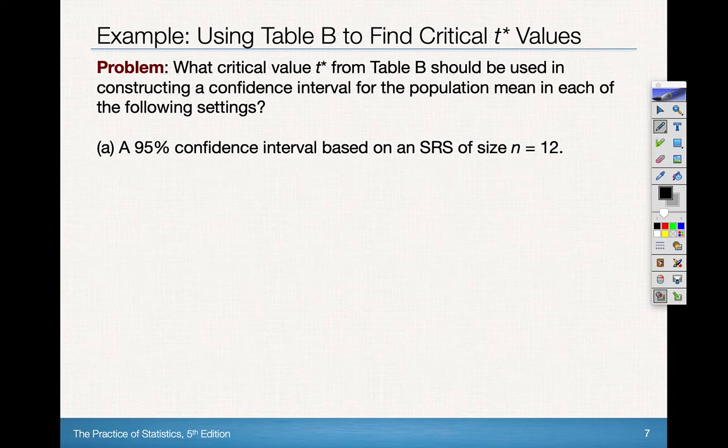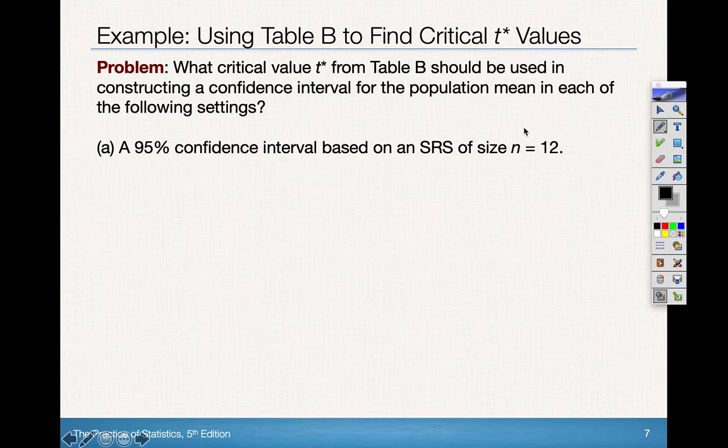Here we go, problem, let's do it. Last chapter we found z-stars. We found a bunch of z-stars using inverse norm. Well, what critical value t-star, because now we're using a t-distribution, should be used for constructing a confidence interval for a population mean? So here we go.